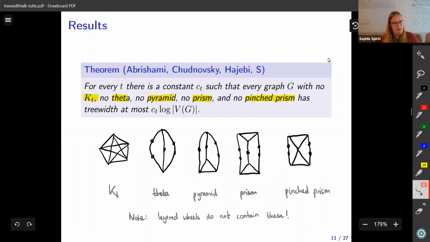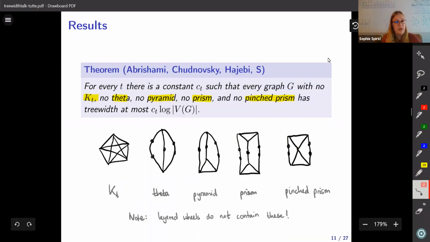And I'll tell you a bit more about this, and it will make more sense why we're excluding these things. But one thing that's interesting about this to me is layered wheels don't contain these things. If you look back at layered wheels, and the picture will actually come back, they don't have 3 pairwise adjacent vertices, so anything with a triangle is not part of a layered wheel.